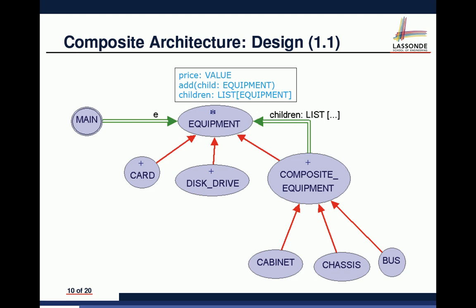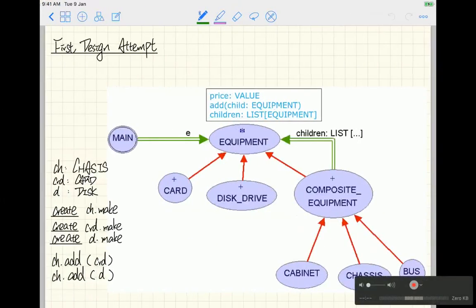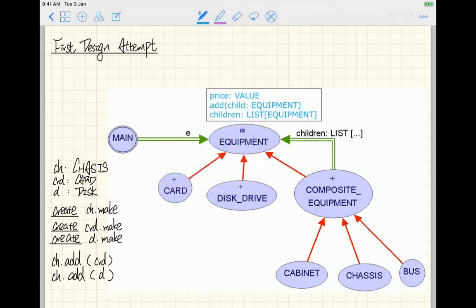This is the first attempt. Let me switch the iPad to the same diagram. Let me explain very briefly what the first design is. You can think about it and let me know whether or not you believe it's a good solution to the problem. Let's say for the equipment, let me highlight: the client is the main, and the client is using an equipment. That's why we have a client-supplier relationship with E.